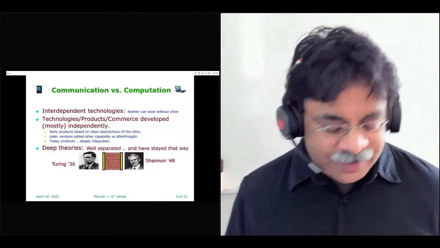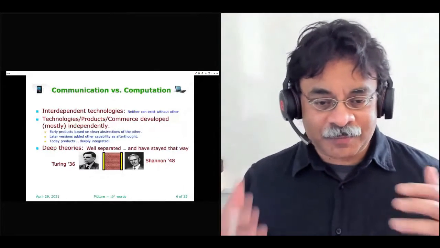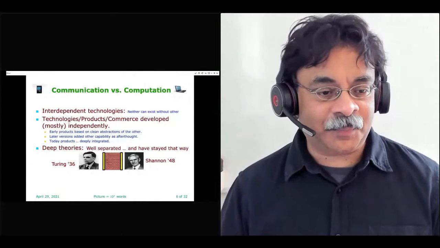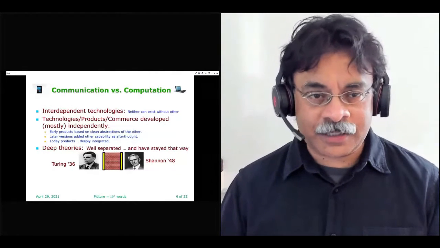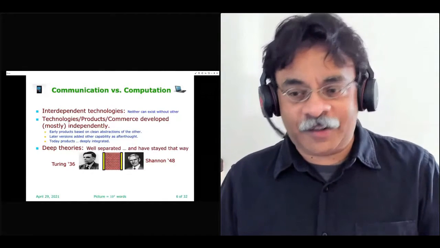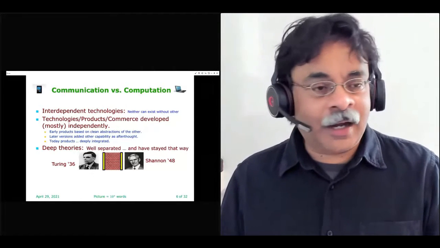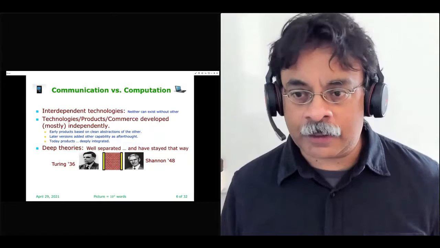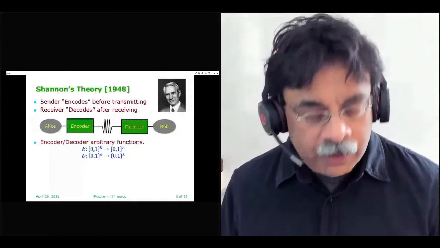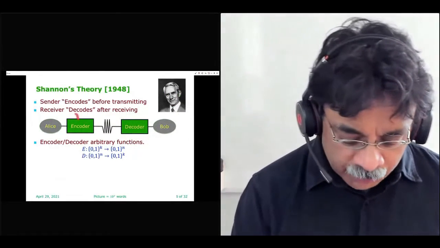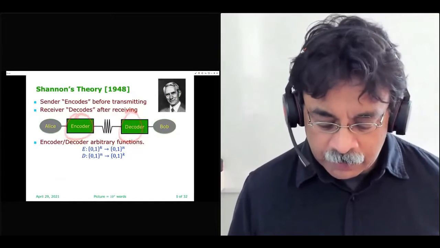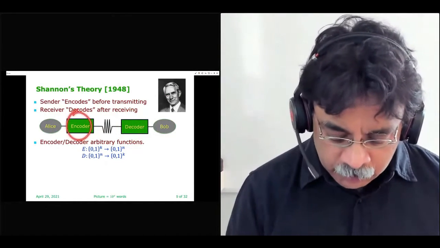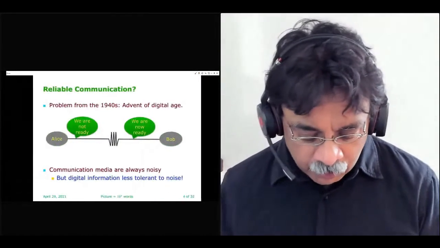But this tension between computing and communication is really, really, really interesting. On the one hand, we see that these are very interdependent technologies. How are you going to build an effective communication channel? You will have to build an encoder and a decoder. Okay, these are computers. So let's go back a page and see how we built computers.